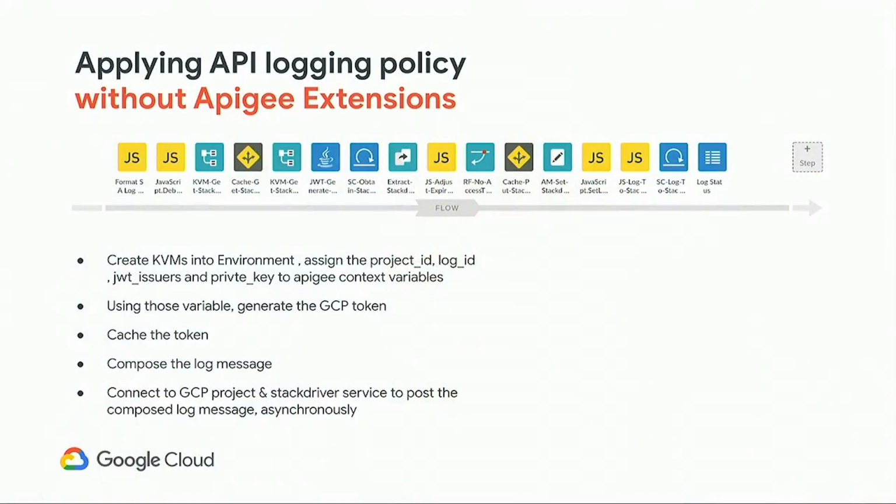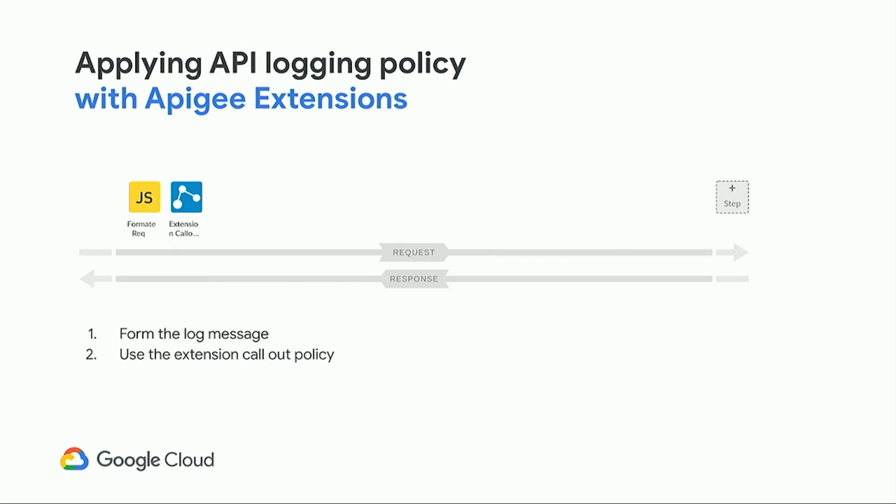So this is how we started. We started with logging. We had to log every transaction coming to the gateway. So this is how our Apigee flow looked without Apigee extensions. You create the KVMs, assign the project ID, log ID, use the variables, generate GCP tokens, use the private key, cache it, and connect to the GCP project, invoke the Stackdriver service, log it asynchronously behind the scenes. And this, if it hits, there you go.